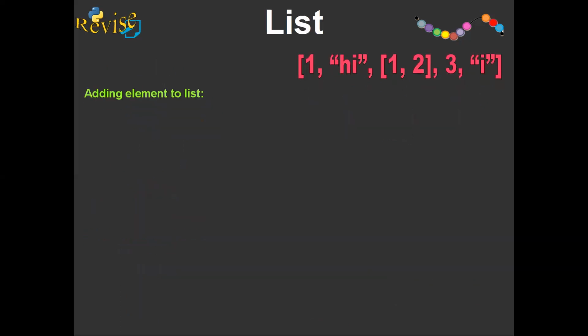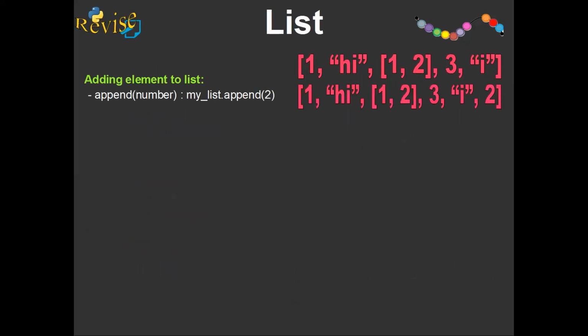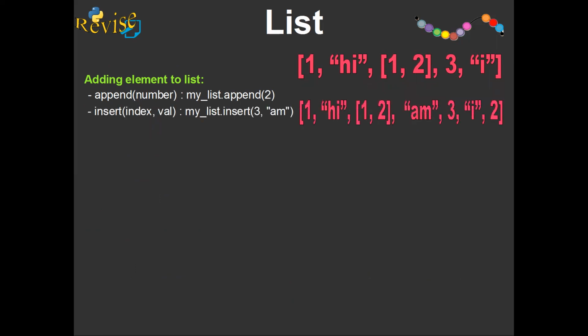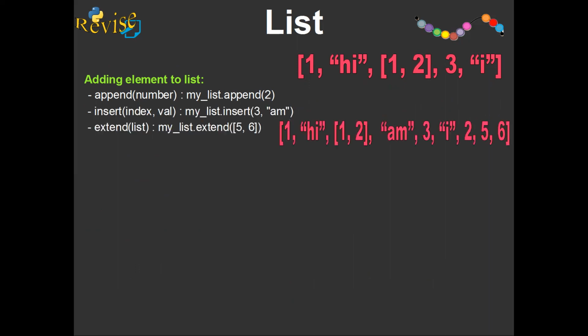Then we'll talk about adding elements to a list. If you want to append any element to a list, you're appending 2 at the end. But if you don't want to append, and want to put it at a particular index, there is an insert function where you pass the index and value. At the third index we are inserting m, as you can see in the list. Or you can add a list to a list. There is an extend function, you pass a list to it, so 5, 6 get added to our list.